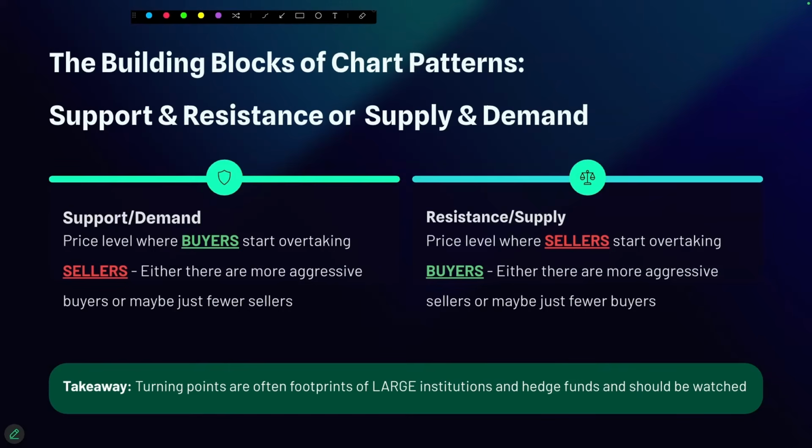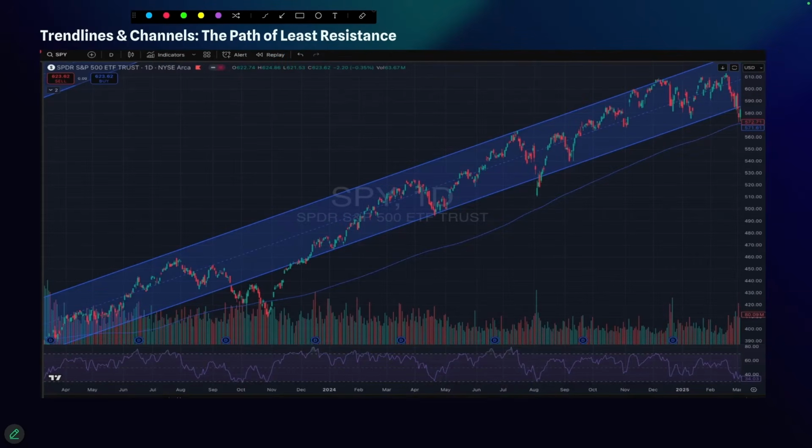Many times those turning points are the footprints of large institutions, your Goldman Sachs's, your Warren Buffett's of the world, coming in, buying or selling hundreds of thousands of shares of something. And if they're selling hundreds of thousands of shares of something, do you think we might want to know that or might want to recognize that? So that's what the patterns are all about.